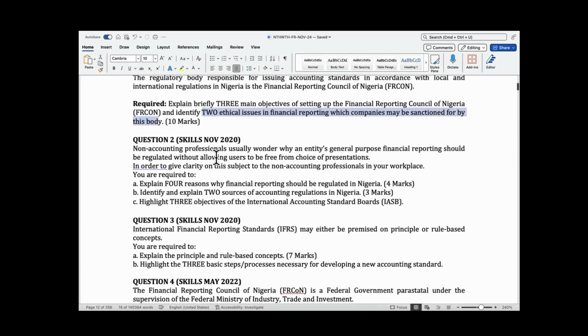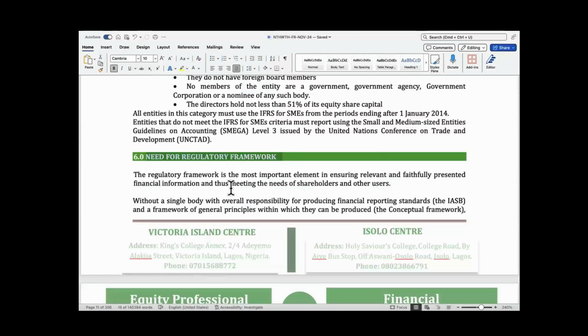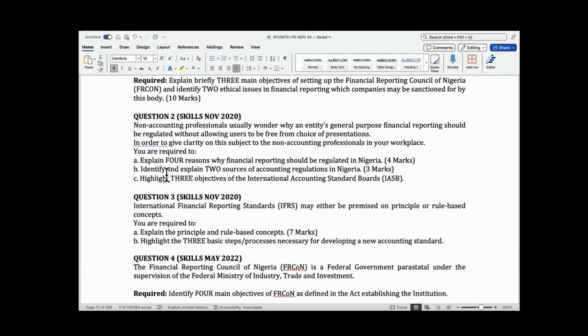In 2020 November also, they asked that you should explain 4 reasons why financial reporting should be regulated in Nigeria. So this is talking about the need for regulation that I've just mentioned here. Also, they say we should identify and explain 2 sources of accounting regulation. That's the National Accounting Standards, National Company Law, and Local Stock Exchange listing requirements.